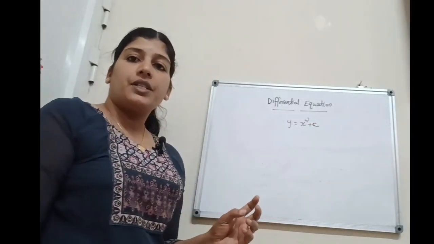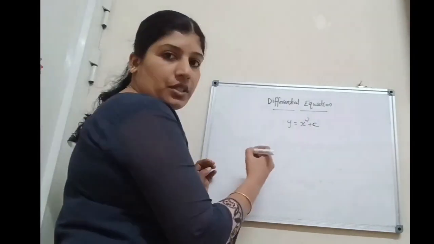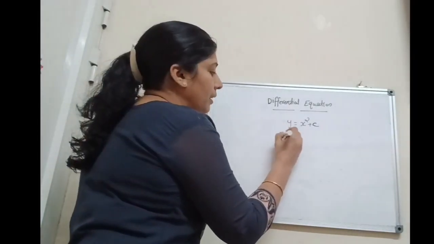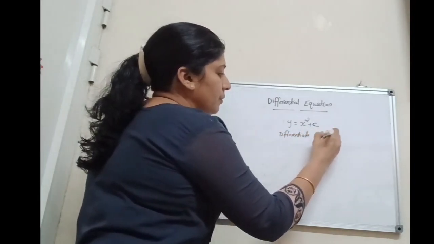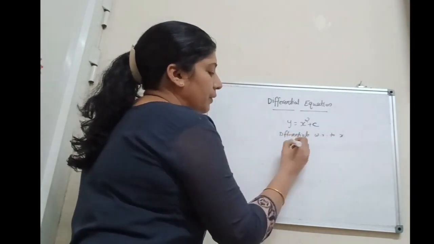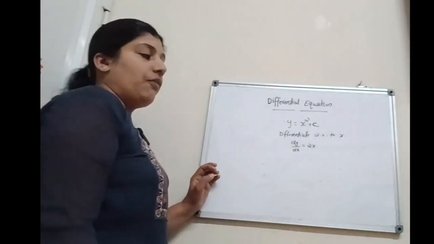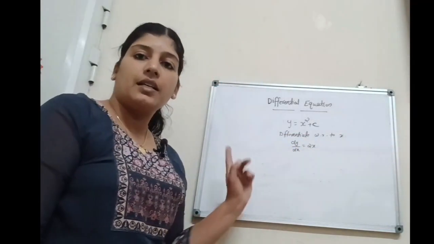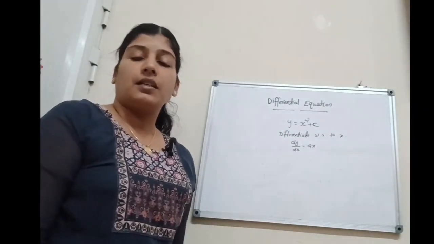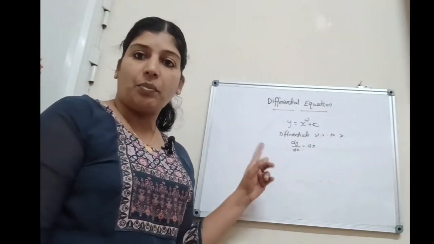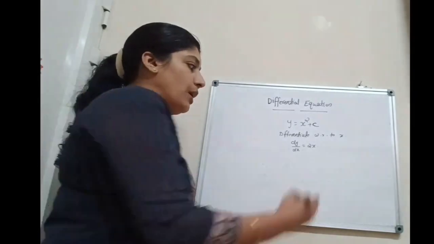Next, we have to differentiate it according to the number of arbitrary constants. Here only one arbitrary constant. Therefore, we have to differentiate only one time, with respect to x. Therefore, dy by dx equal to what? 2x. That is, dy by dx equal to 2x is the differential equation of this general solution y equal to x square plus c. That is, y equal to x square plus c is the general solution of the differential equation dy by dx equal to 2x.